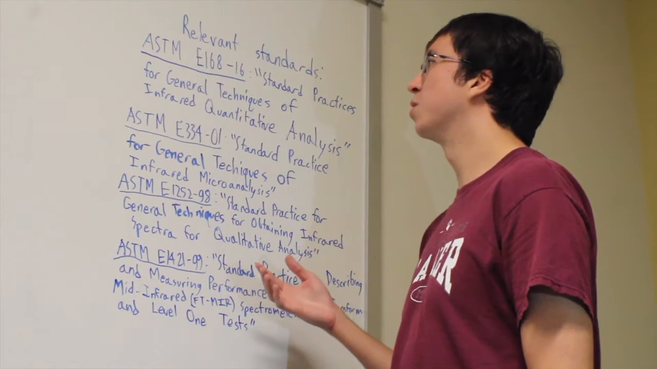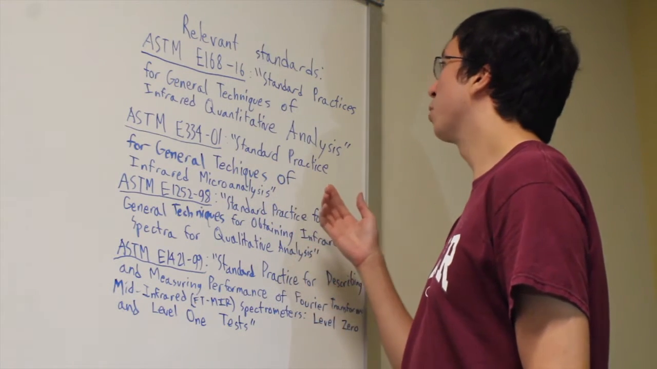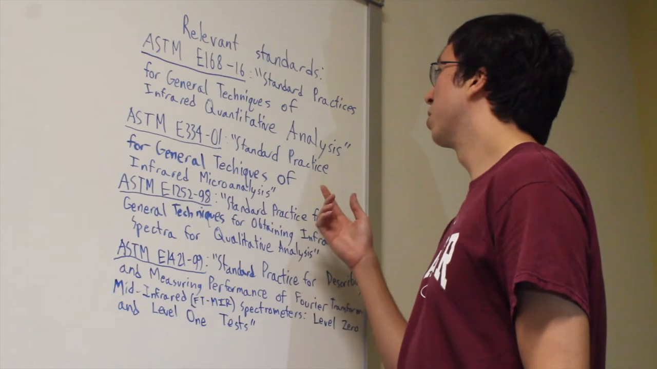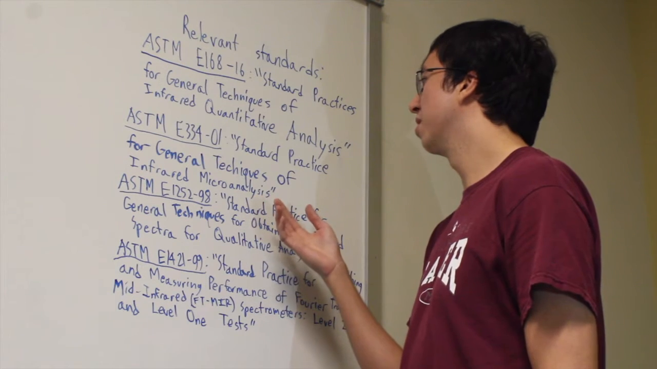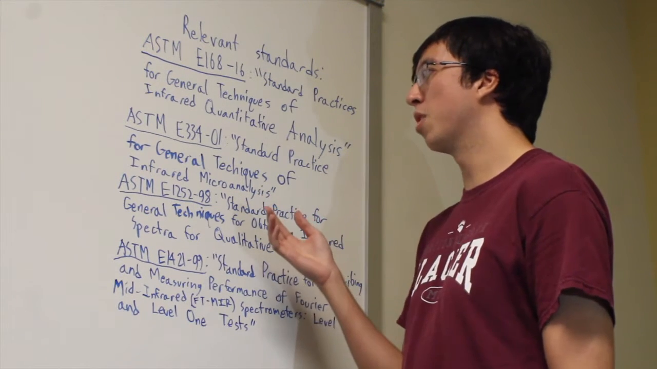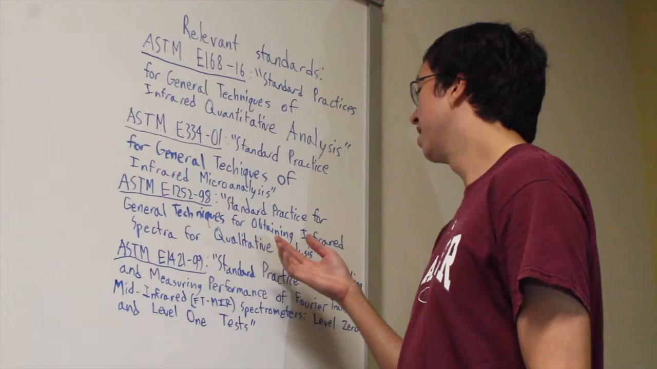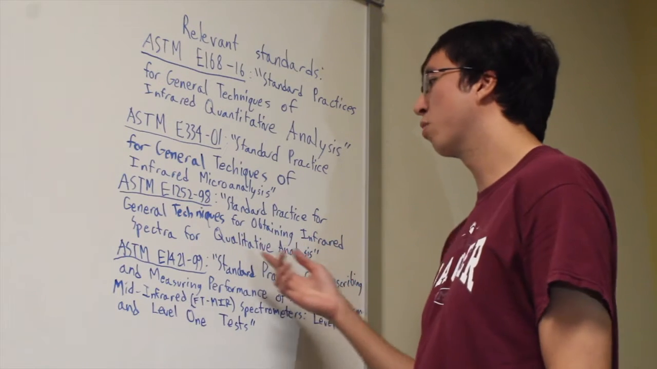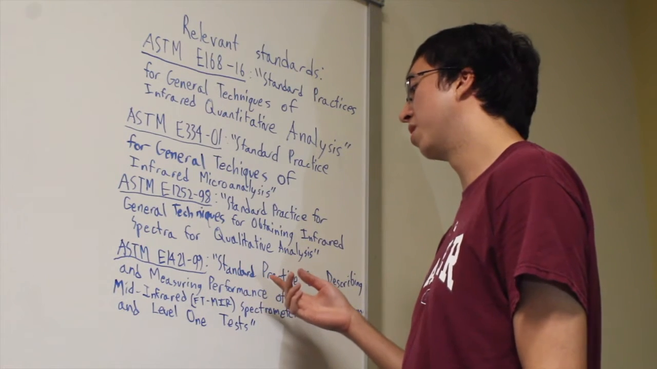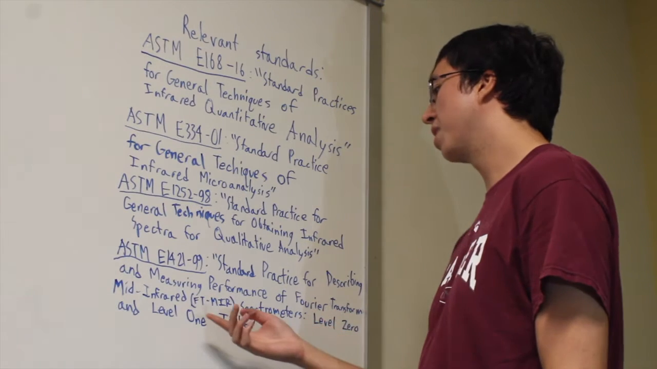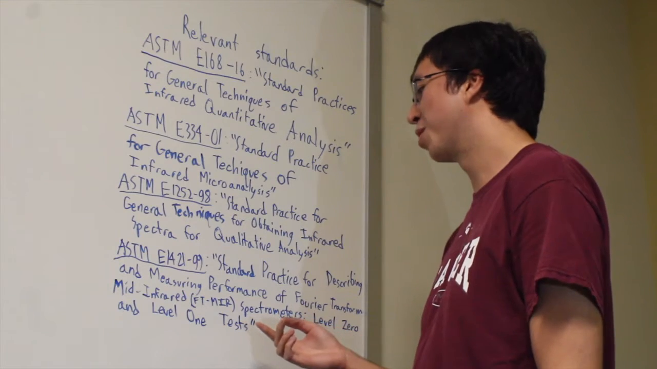There are 4 relevant standards for an FTIR experiment. ASTM E168-16, Standard Practices for General Techniques of Infrared Quantitative Analysis. ASTM E334-01, Standard Practice for General Techniques of Infrared Microanalysis. ASTM E1252-98, Standard Practice for General Techniques for Obtaining Infrared Spectra for Qualitative Analysis. And ASTM E1421-99, Standard Practice for Describing and Measuring Performance of Fourier Transform Mid-Infrared Spectrometers, Level 0 and Level 1 tests.